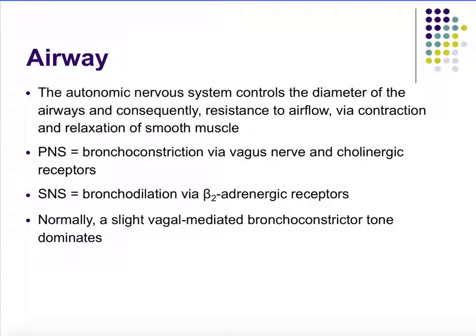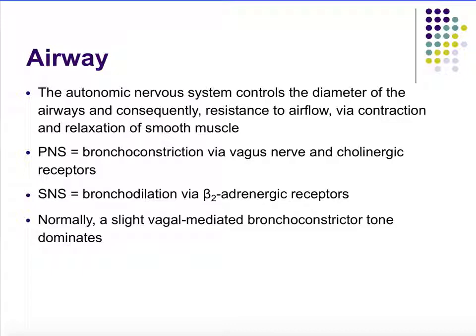Our autonomic nervous system is going to control the diameter of our airways, and as a result, the resistance to airflow. So if we were to bronchoconstrict, resistance increases and airflow decreases. When we bronchodilate, resistance decreases and airflow increases. So it's all about whether or not we're contracting the smooth muscles around our bronchioles.